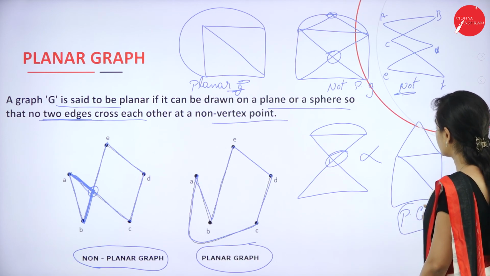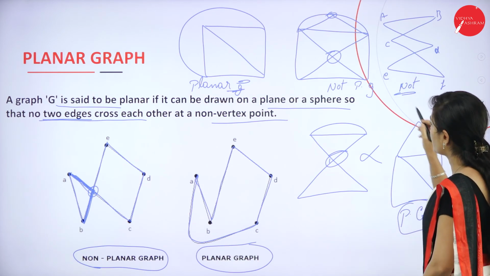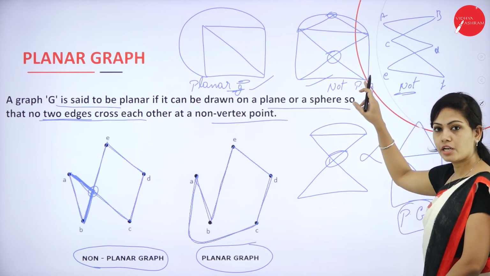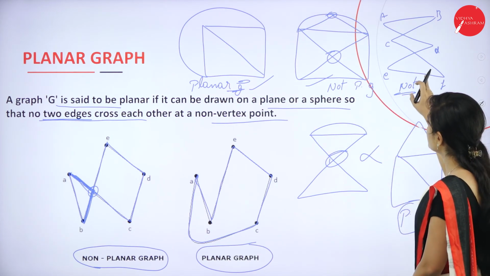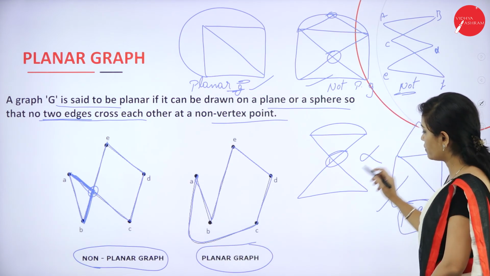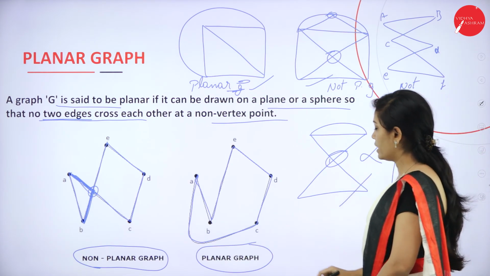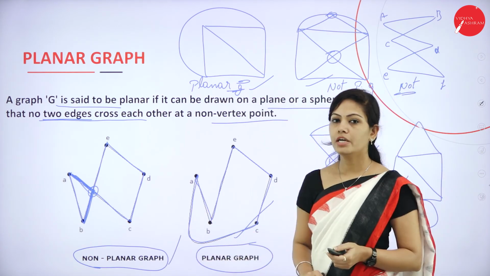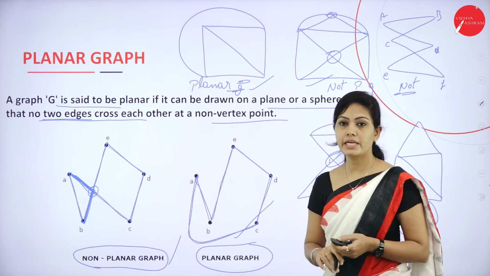So these are the examples for planar graph and non-planar graph. It is a non-planar graph. It is also a non-planar graph, and it is a planar graph, and it is not a planar graph, and it is a planar graph and it is a non-planar graph. So this is about your planar graphs and examples.